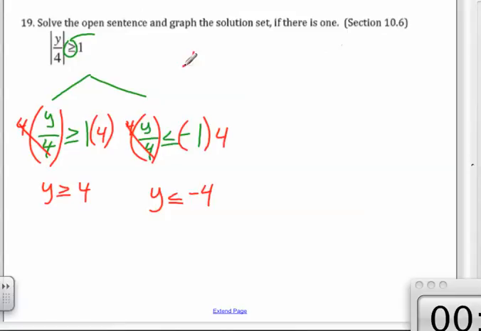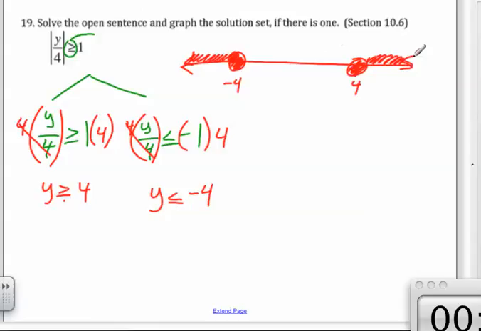Okay, so my graph is going to look like this. I'm going to get negative 4 and positive 4. I'm going to put circles around them. It can be equal to them, so I'm going to go ahead and color that in, both of the 4's. And it said that y has to be less than negative 4, so it's going in that direction. But it has to be greater than 4, so now I'm shading in that direction. Okay, so it's a disjunction.